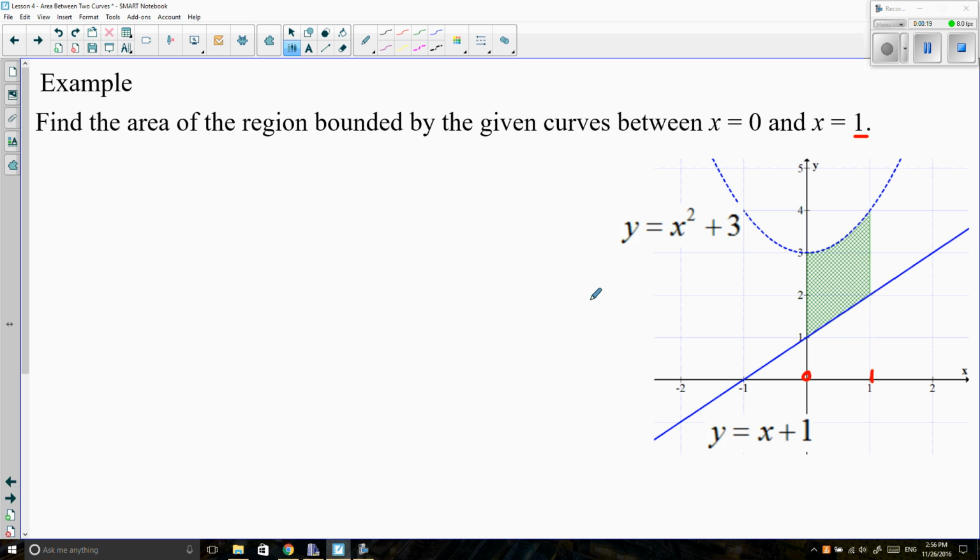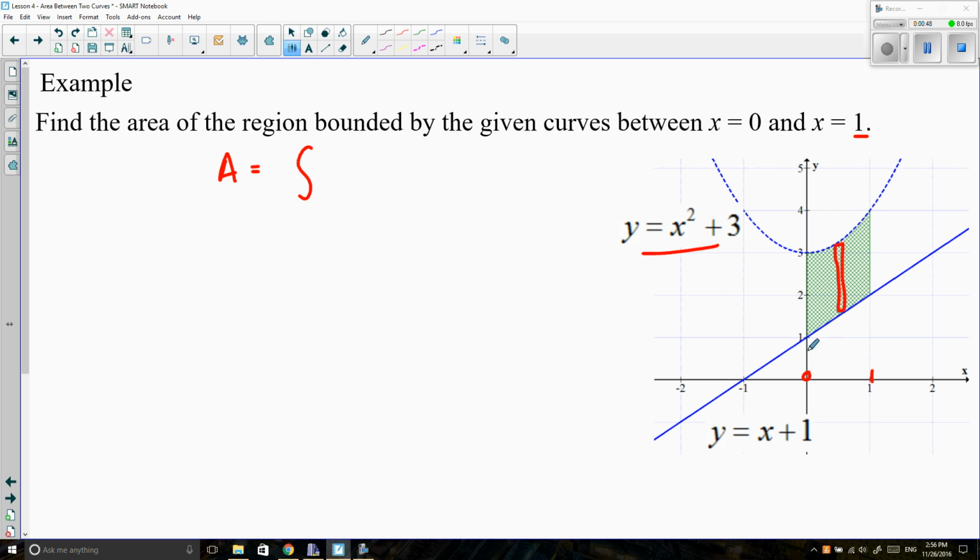So the first thing is to decide what type of rectangles we want to use to represent this area. What makes sense to me here is using vertical rectangles, because the top is always the parabola, whereas the bottom of the rectangle is always going to be this linear function. So that means we're going to integrate everything with respect to x. Luckily, everything is already solved so that everything is in terms of x. So now we just need to set up the function that represents the area.